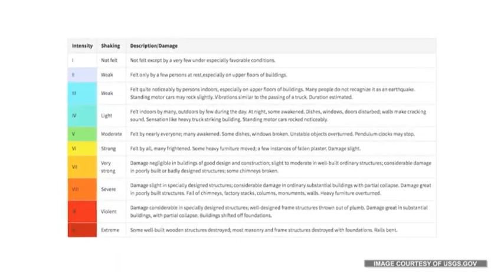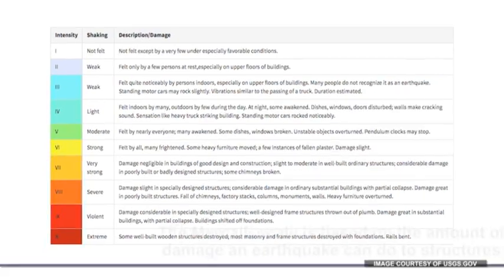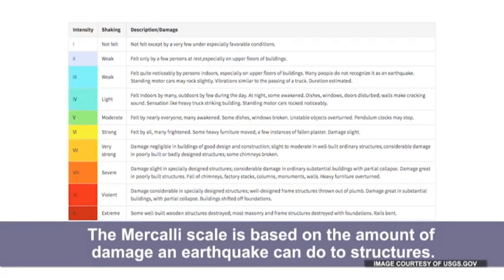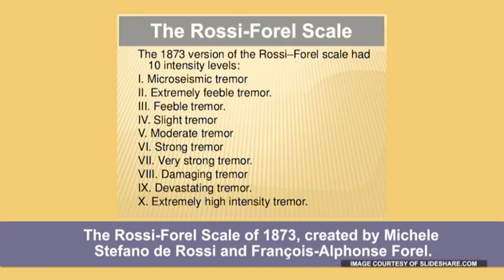1902 would give us our first reliable scale of how intense an earthquake is. The modified Mercalli intensity scale was developed by Giuseppe Mercalli and modified by the U.S. Coast and Geodetic Survey. This intensity scale is based on the amount of damage an earthquake does to structures. Another scale for measuring intensity is the Rossi-Forel scale, which had fewer intensity numbers but still based it on damage to property. This was created in 1873 by Italian Michele Stefano de Rossi and Swiss François-Alphonse Forel.